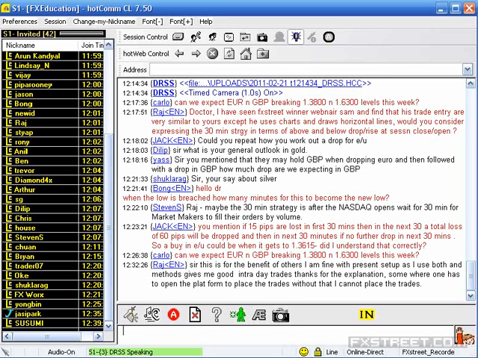Then Stephen, maybe the 30-minute strategy is: after the Nasdaq open, wait for 30 minutes in the market. Okay, you can use any other thing because it is fine-tuning the study. That's all.